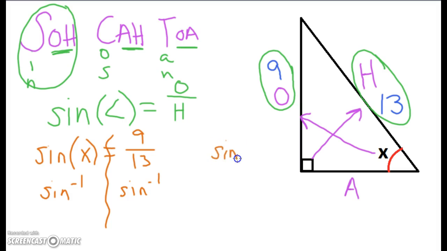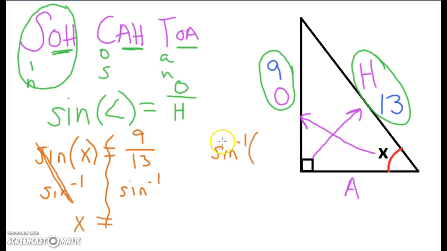sine -1, and then it's going to open parentheses. All right, so on this side of your calculator, sine and sine inverse actually cancel each other out because they're opposites. And you're left with x is equal to. This is the side that you're typing into your calculator. You want to take the inverse sine of 9/13.